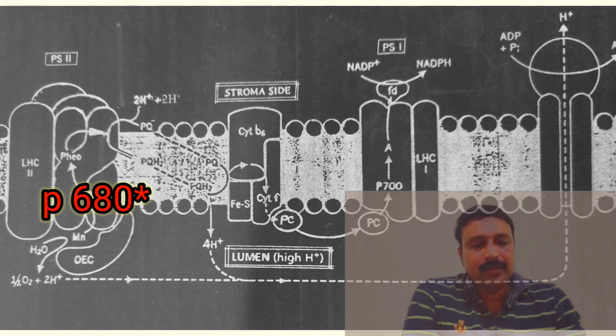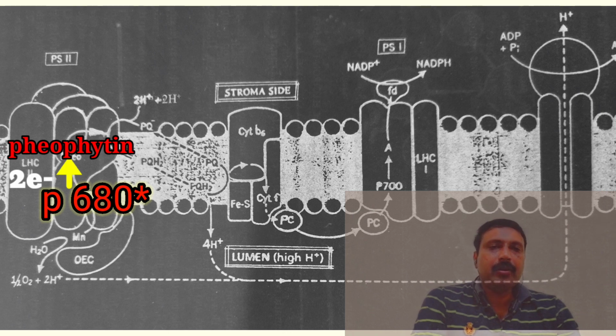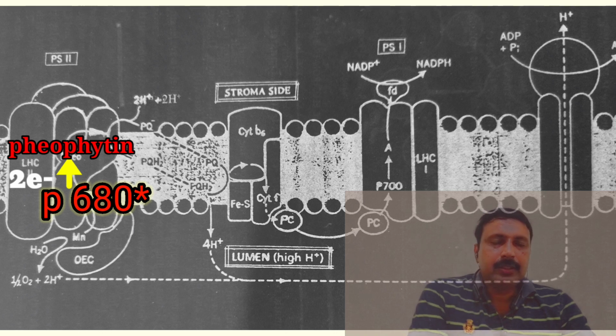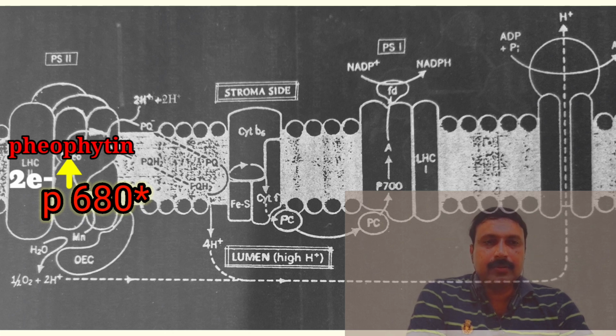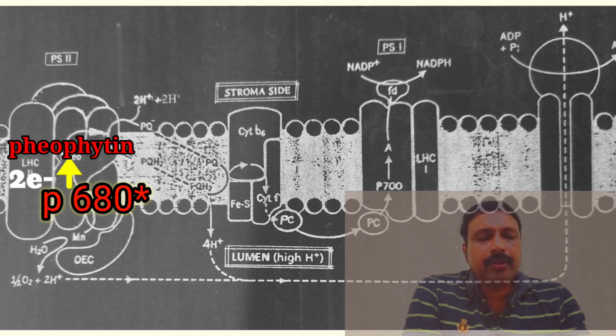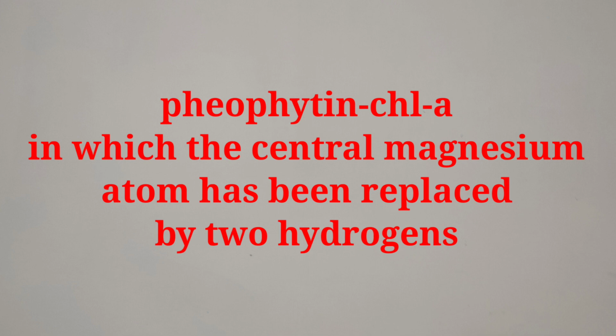Now this P680 donates a pair of electrons to pheophytin. I am explaining with a pair of electrons to understand very clearly. Pheophytin is structurally similar to chlorophyll A. In chlorophyll A, a magnesium atom is present at the center, but in pheophytin, two hydrogen atoms are present at the center.